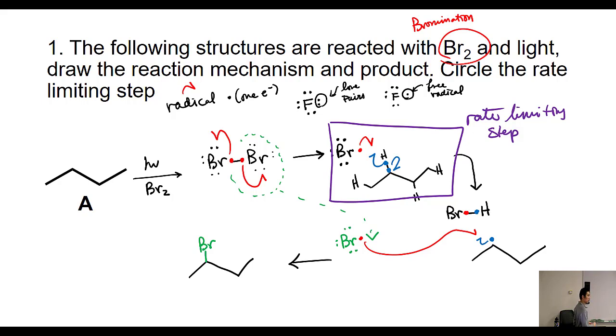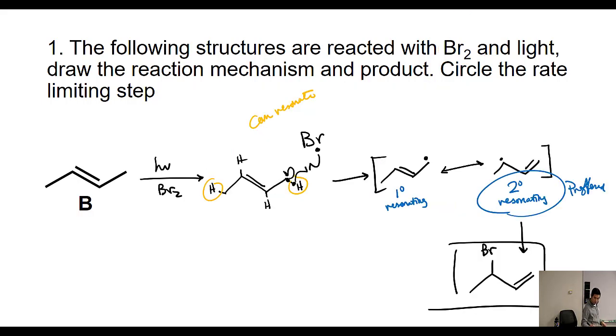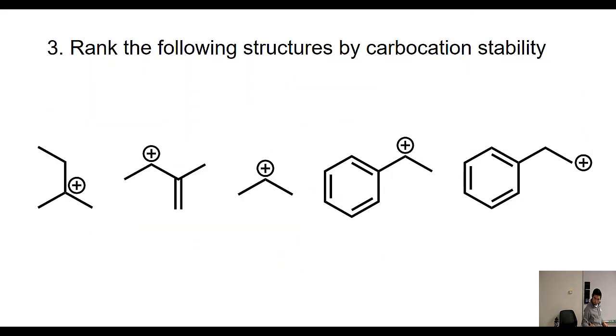All right, ready to hit question 3? All right, let's go. Okay, question 3, carbocation stability.